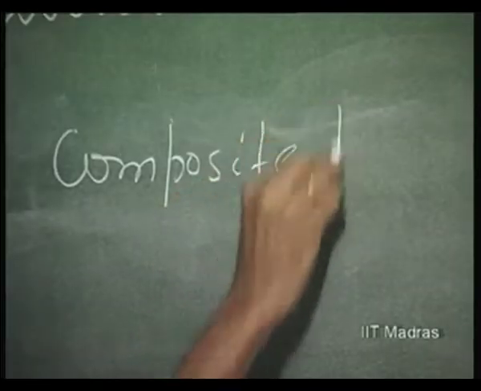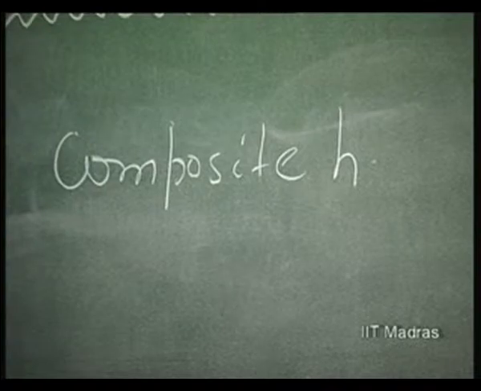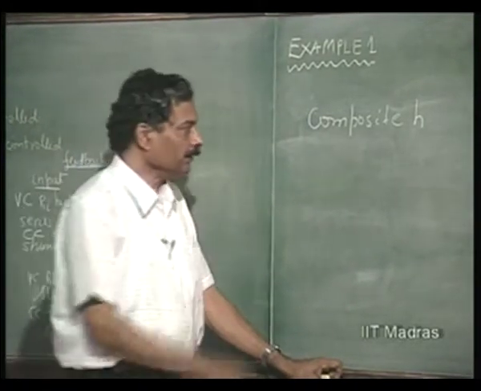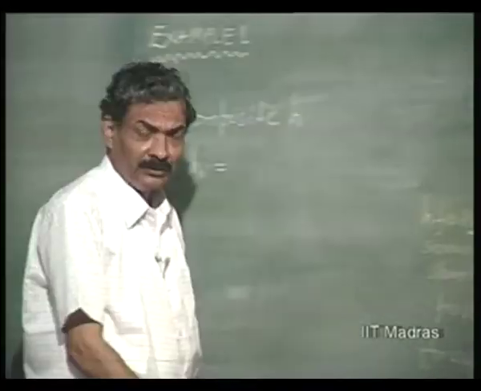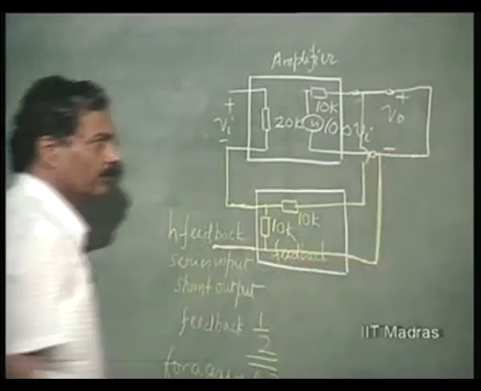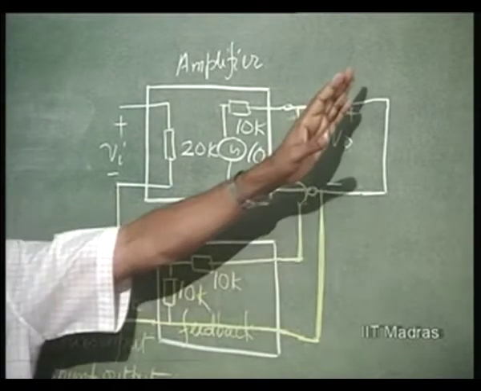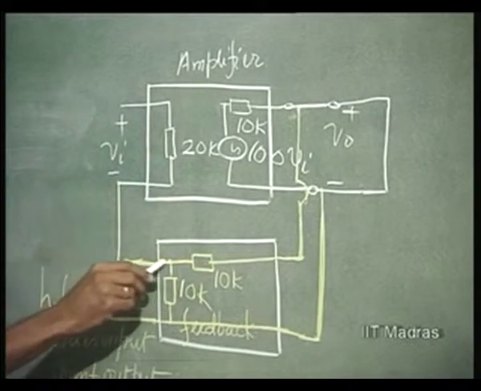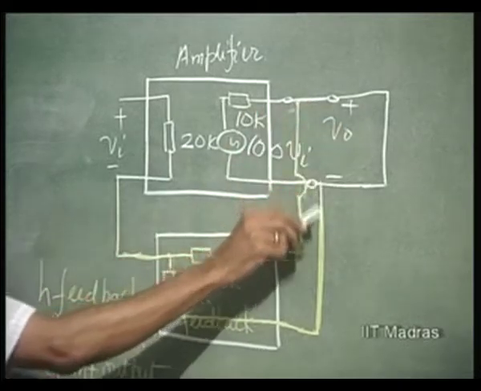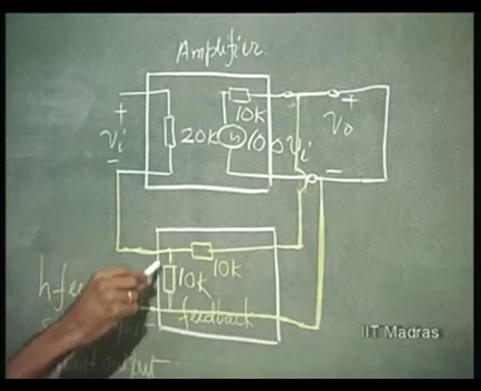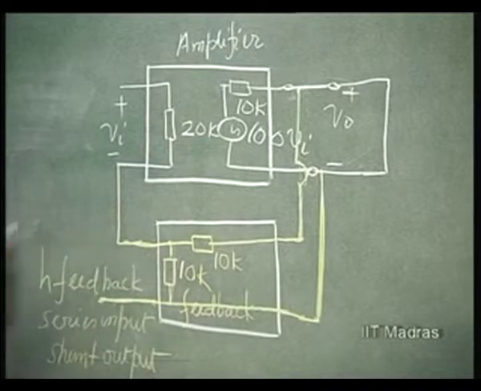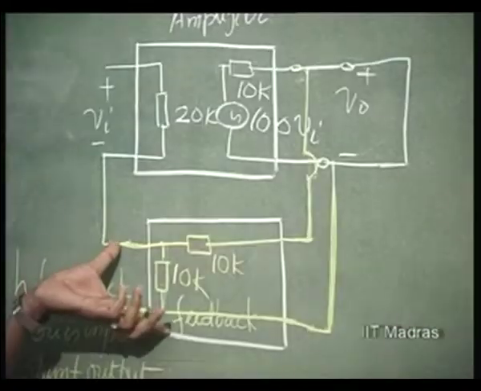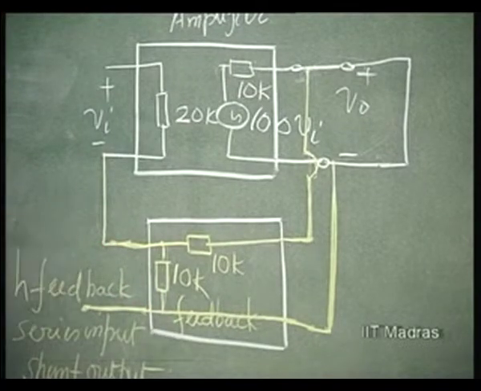It is very easy to evaluate the composite H parameter, because the H parameters simply add, and that can be illustrated here. How do I evaluate HI? For HI, I short the output, because HI is nothing but the short circuit input impedance. Then this 20K comes in series with 10K shunted by 10K, because the short is in effect shorting this. So 10K comes in parallel with 10K. So 20K was the HI of the amplifier, and HI of the feedback network is nothing but 10K parallel 10K, that is 5K.